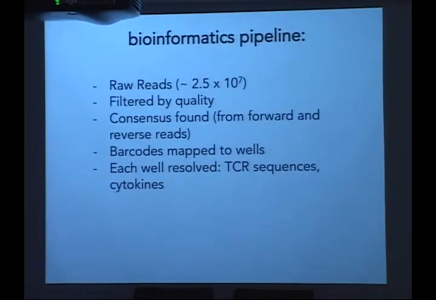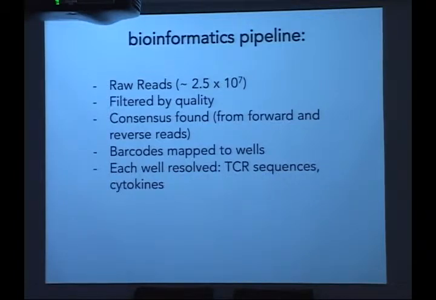Then we go through the bioinformatics pipeline, where we take the raw reads, we go through a bunch of filters by quality. We find a consensus because right now we're using paired end technology, so we're sequencing from the front and reverse end, so we find a consensus in the middle to match up the reads. And then we have the barcodes, front, column, row, and plate, of course, and then we map them to each individual well, and then in each well we resolve the TCR sequences and cytokine expression.